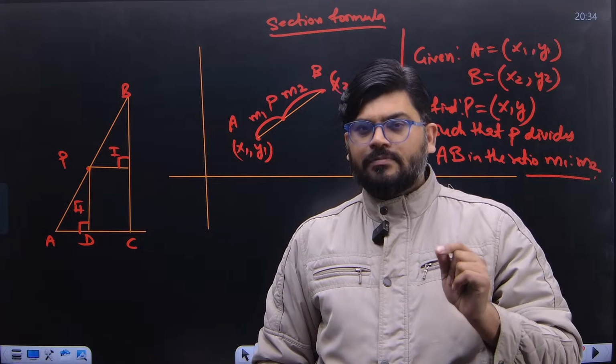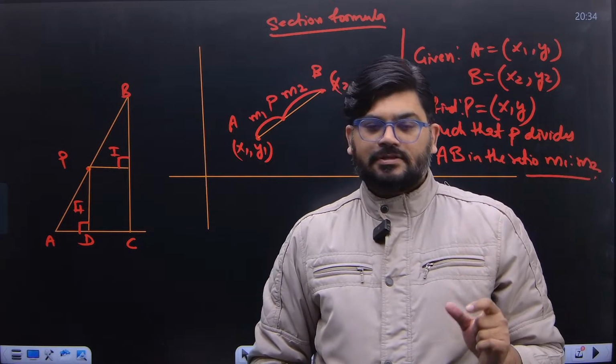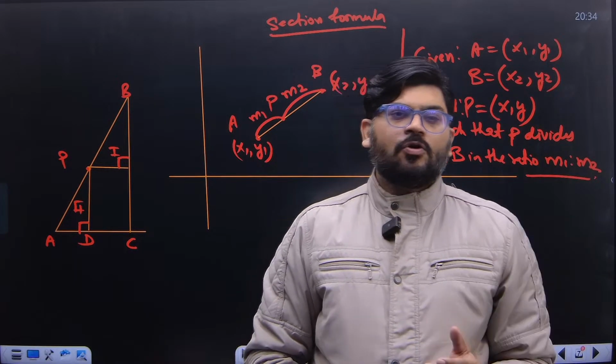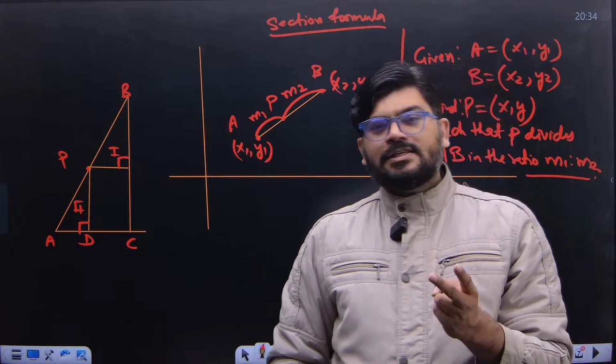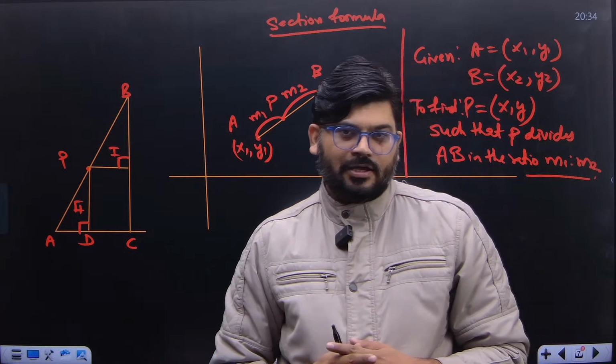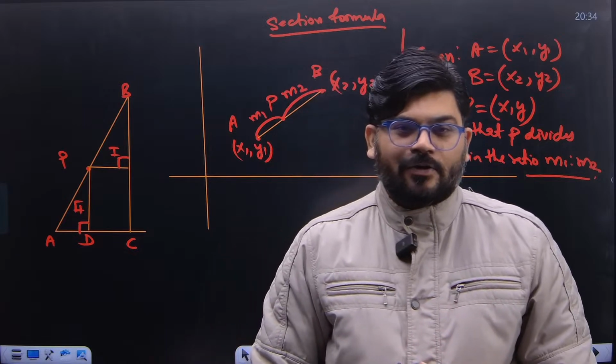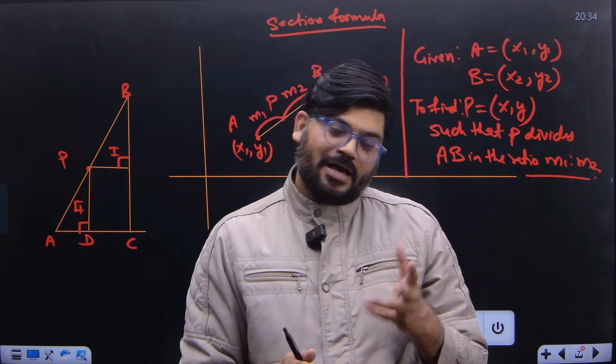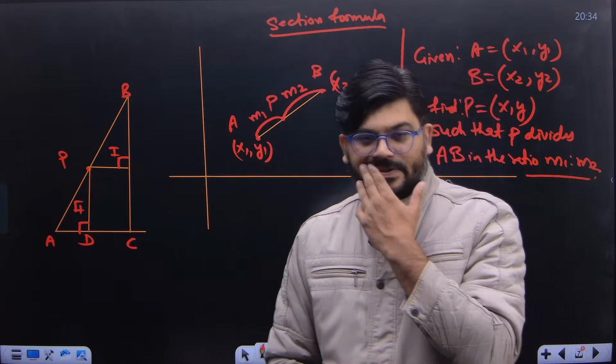There is a theorem given by Thales, who was a mathematician. He told that if two triangles are equiangular, what are they? Equiangular. What is the meaning of equiangular? Angles are the same. Angles are equal. Yes, angles are equal.